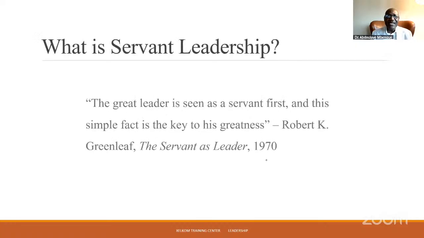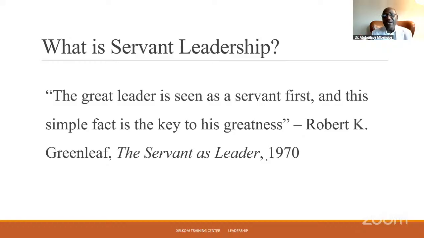And I said, this is what Greenleaf actually did in an essay in the 70s. Anyway, I said the great leader is seen as servant first. And this simple fact that he sees himself as servant is his or her greatness, because they don't care about being famous, they don't care about being recognized, they don't care about making money, all they care about is how can I serve? And Martin Luther King said, if you can serve, you can be a great leader. As you can see, it's accessible.